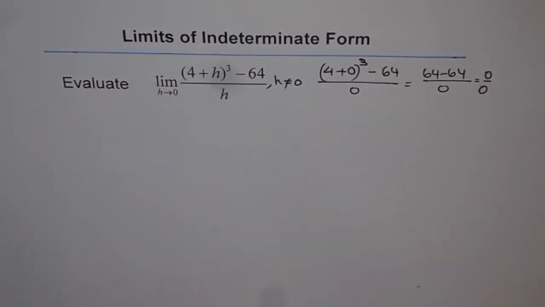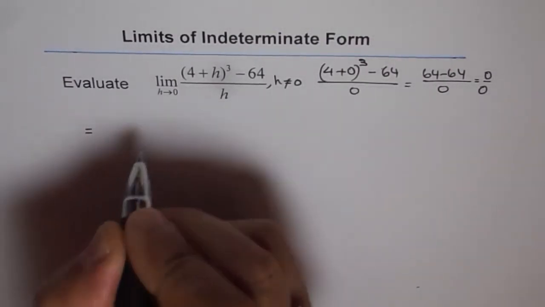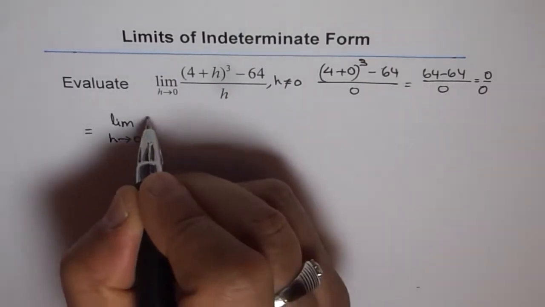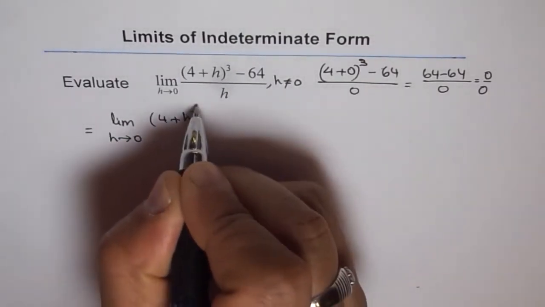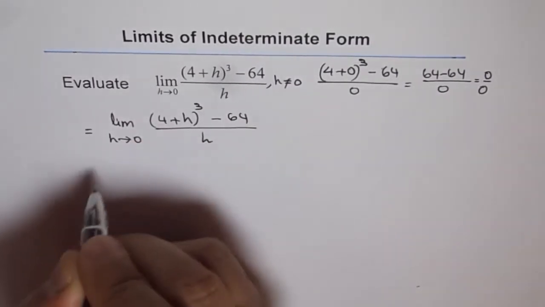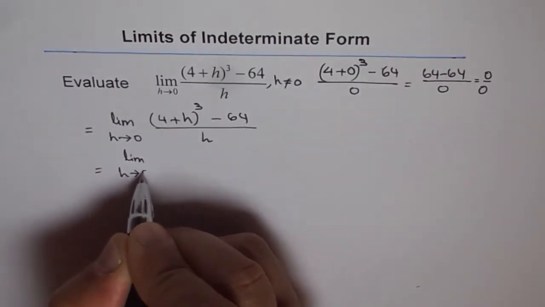Limit is what the value of the function is approaching as we approach that point from both left and right side, correct? So even if the function is not defined at a point, it may have a limit. So let's evaluate that limit. Let's start with this question: limit as h approaches 0 of (4 plus h) whole cube minus 64 over h. Let's expand the numerator and simplify it.